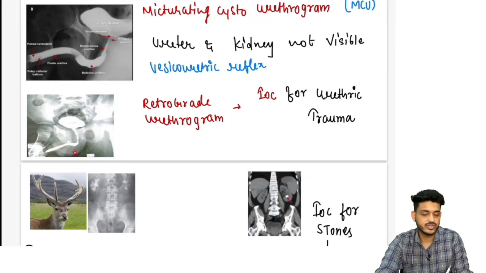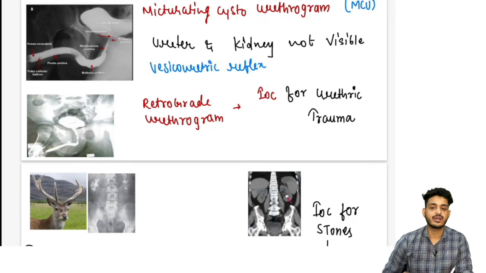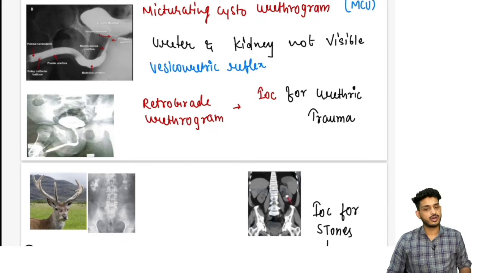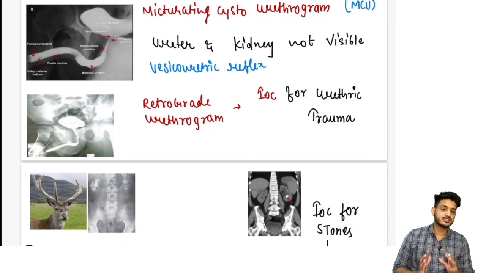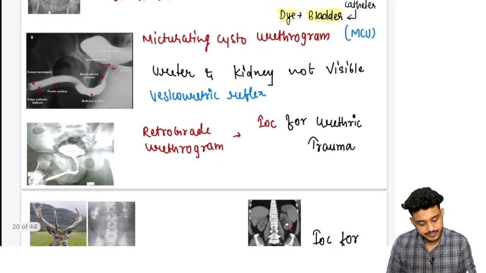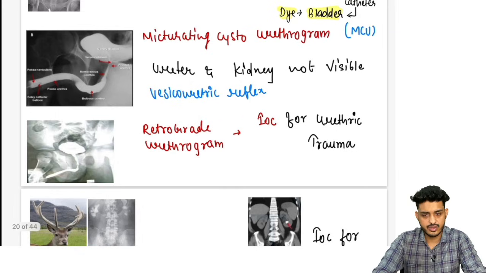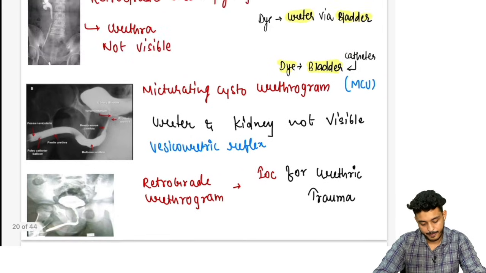There are many causes for this urethral trauma. In urethral trauma, you can have an opening or trauma somewhere, and because of that the urine might be coming out from this urethra. If that is so, you can check for this particular thing. This is known as retrograde urethrogram.